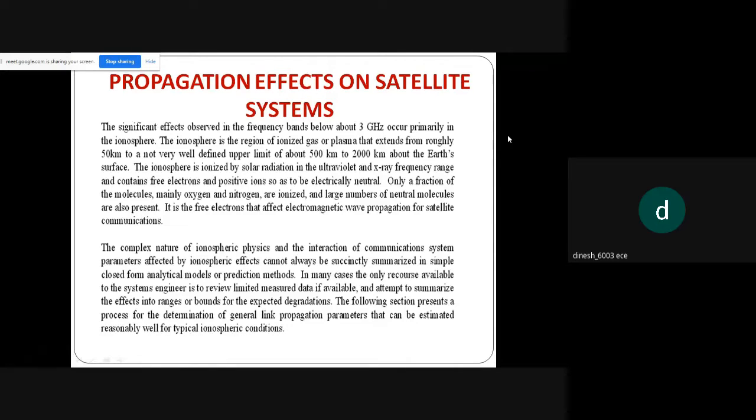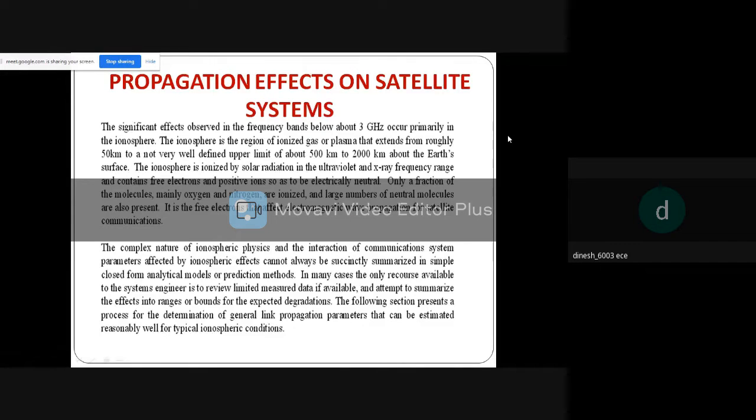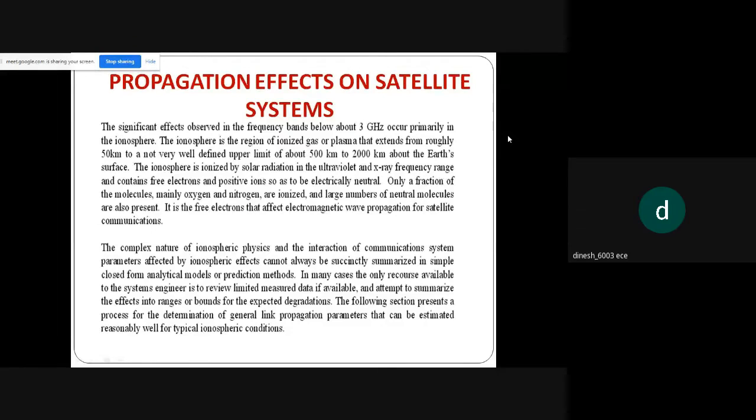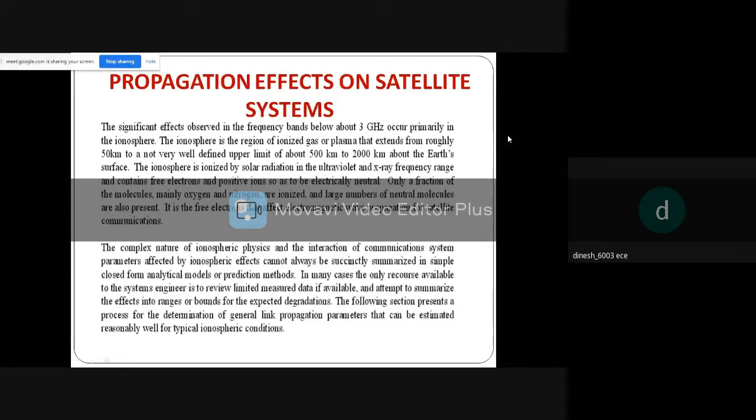The Earth station and the space satellite, which are used for communication, all come under satellite systems. So the significant effects observed in the frequency bands below 3 gigahertz occur primarily in the ionospheric region. What happens in this ionospheric region?